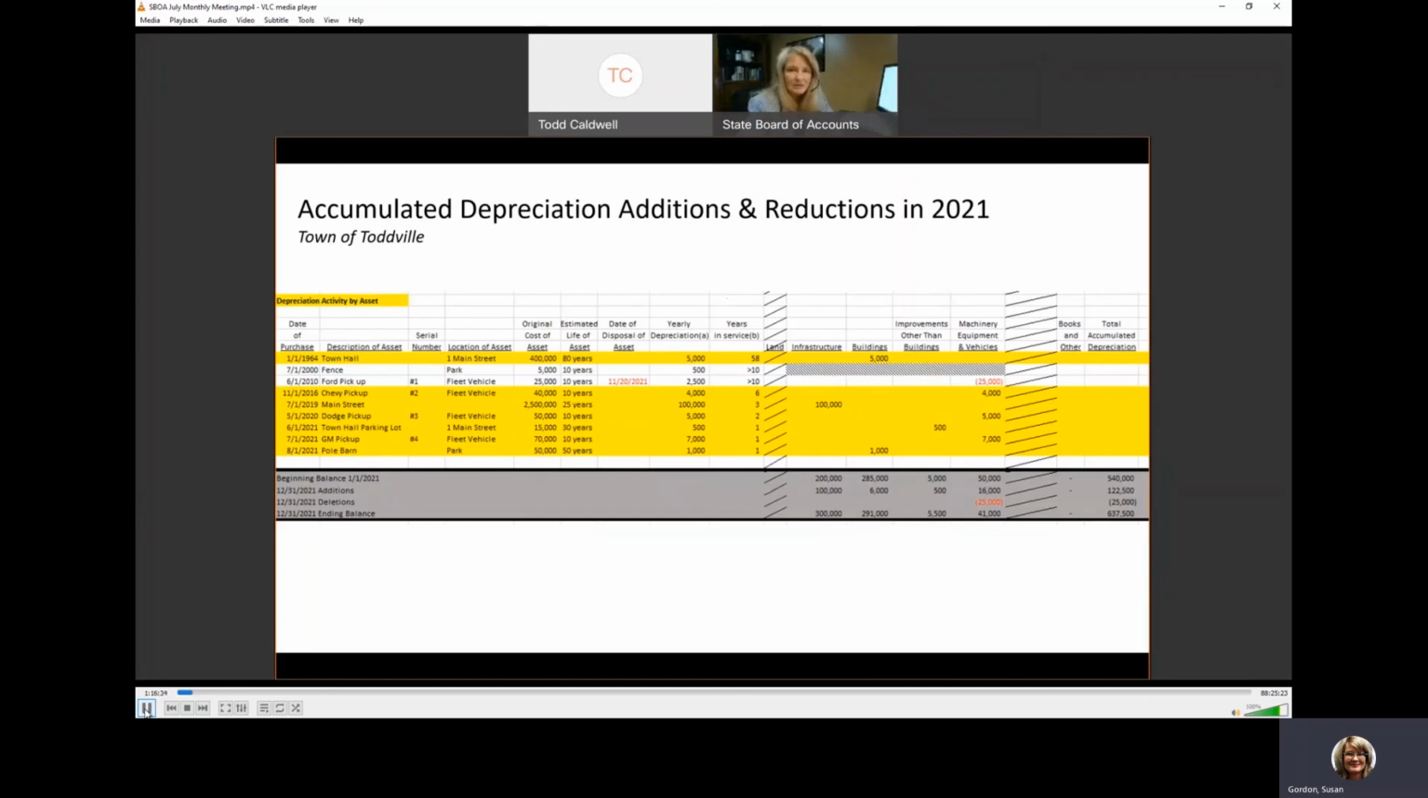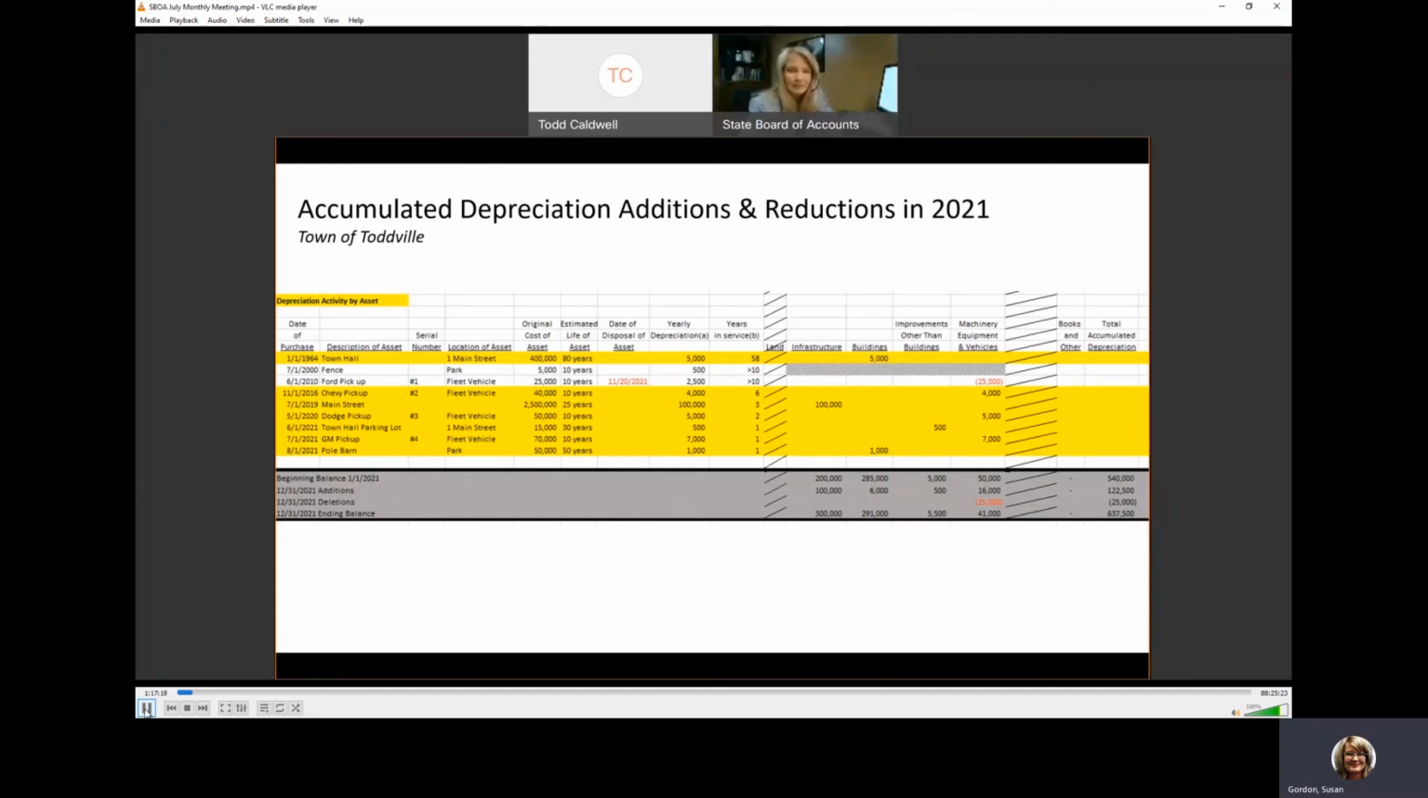So for town hall, my addition for accumulated depreciation for 2021 is simply the yearly depreciation amount. My yearly depreciation for town hall is $5,000. So you can see that in those individual categories under buildings, I put $5,000 because that is my addition to the accumulated depreciation for 2021. The same thing is for the Chevy pickup. My yearly depreciation for that is $4,000. So I put $4,000 as an addition to accumulated depreciation under machinery and equipment. And really the same on down.